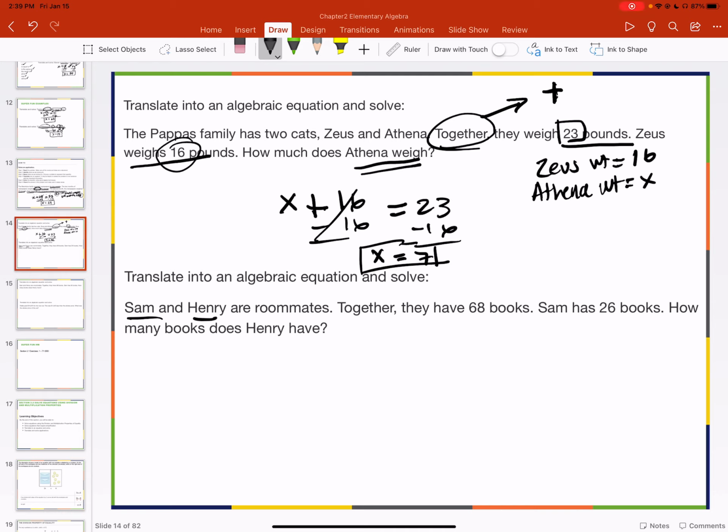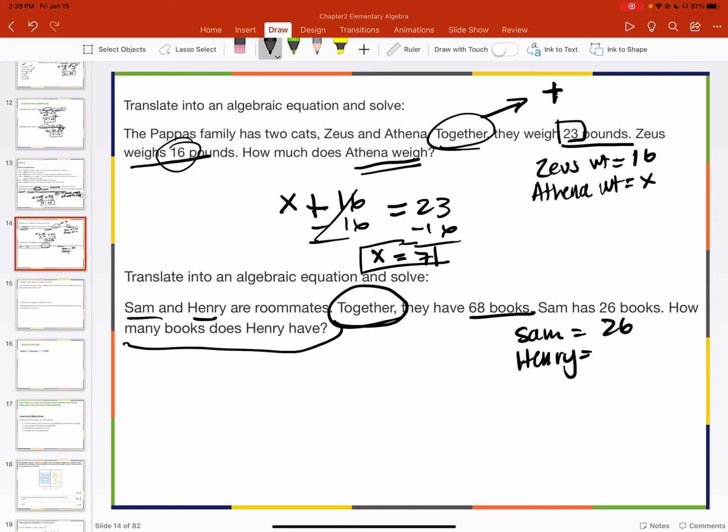Sam and Henry are roommates. Together, they have 68 books. So Sam and Henry, okay? Sam has 26 books. How many books does Henry have? So again, going through the steps here, we've read the problem. What is this problem asking you for? It's asking you, hey, reader, how many books does Henry have? So you have Henry. You say, okay, fine. Henry's book, the quantity of Henry's books is going to be X, okay?